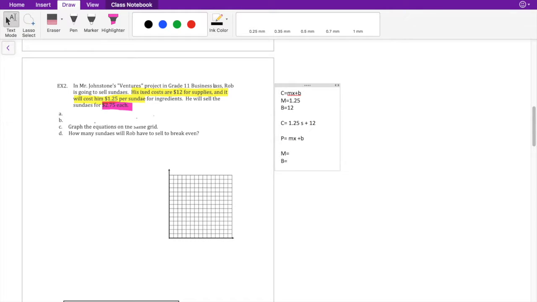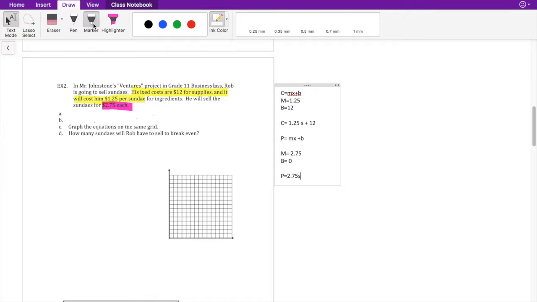I'll let Laura tell us. The base fee is what, Laura? Of course, 0. Not a smiley face, but a 0. Because there is nothing here. It's just the rate of change. So the rate of change is going to be 2.75 because he sells his sundaes for $2.75. So this equation is going to be y, or profit, equals 2.75 S for sundaes.